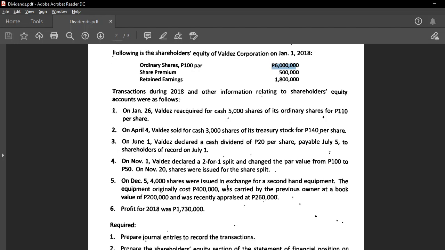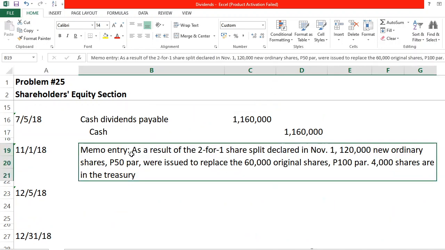As simple as that. So, ma'am, are we going to have an entry on this? Since wala naman siyang effect sa ordinary shares account and to other equity accounts, wala tayong gagawing entry. Instead, we will just prepare a memo entry.